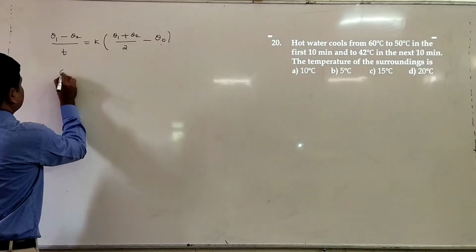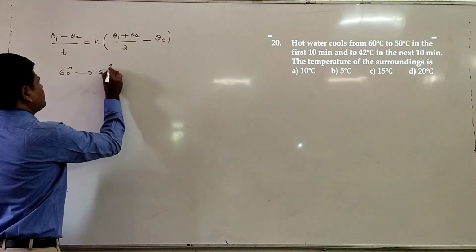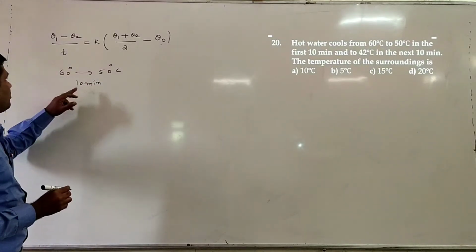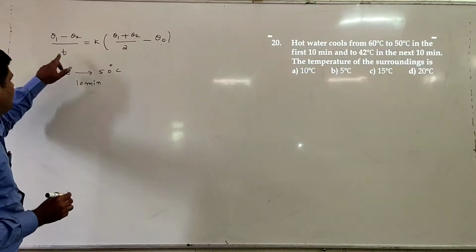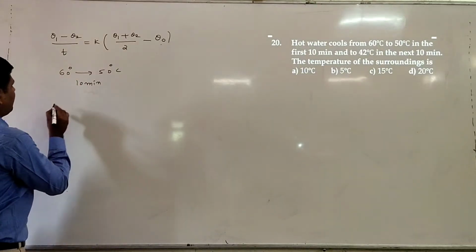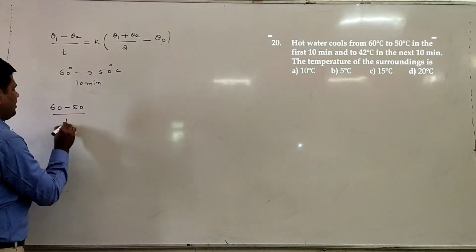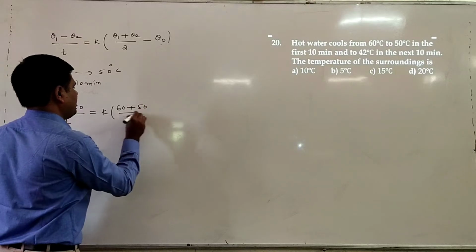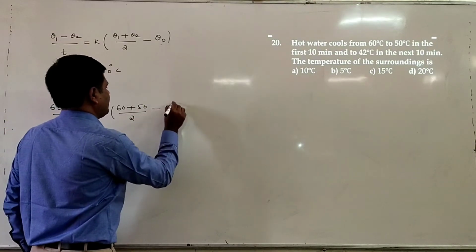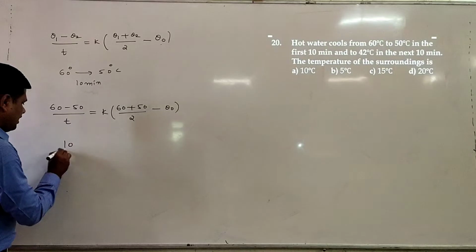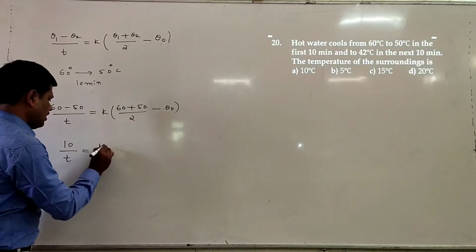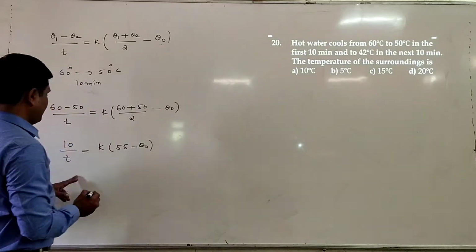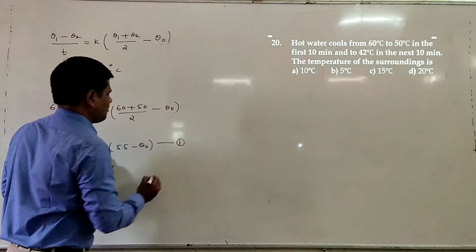First it is moving from 60 degrees to 50 degrees in 10 minutes. This is theta 1, this is theta 2, and the time T is equal to 10 minutes. Now I am writing: (60 minus 50) by T is equal to K into ((60 plus 50) by 2 minus theta naught). So 10 by T is equal to K into (55 minus theta naught). This is equation number 1.